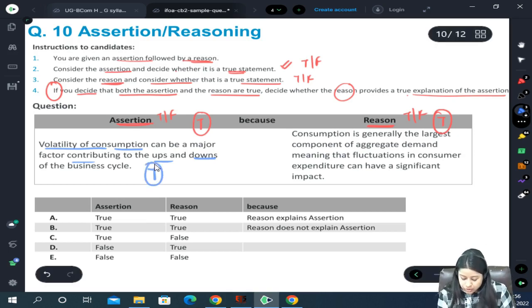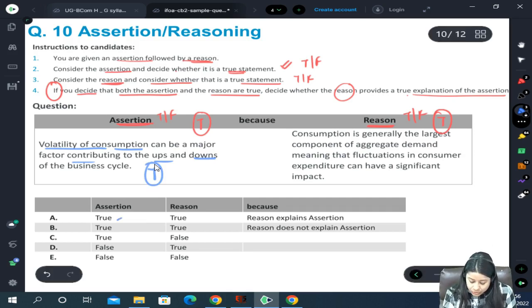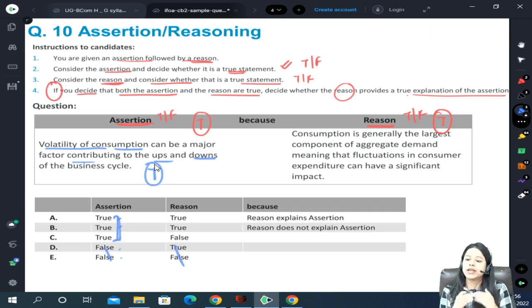Second step. Look here, you have 5 options, where the assertion and reason are true-true, true-false, and so on. So we have the first 3. Forget these two, because it is not false, that we have completely decided. We are sure about this. It's not necessary that you will always be sure. You might get a very difficult assertive statement.